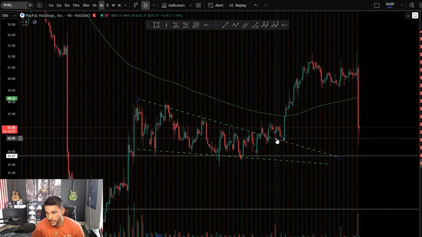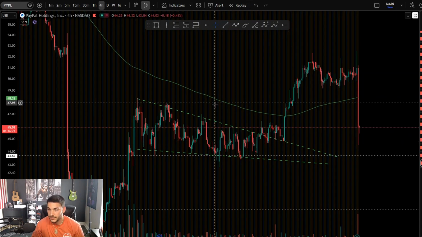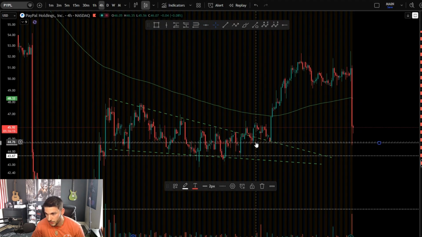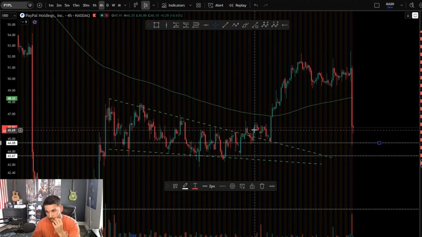So this right here could be entry 1, and this could be entry 2, right? So technically, from this candle, you have a support that was just made. This is another support after the breakout, right? This was the breakout candle. So that breakout candle gave us this support. So technically, as long as we're above here, we're good.